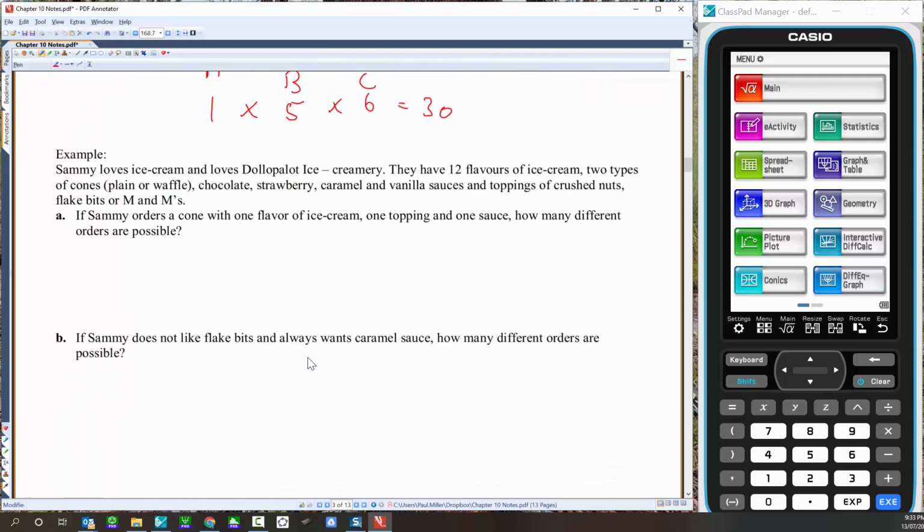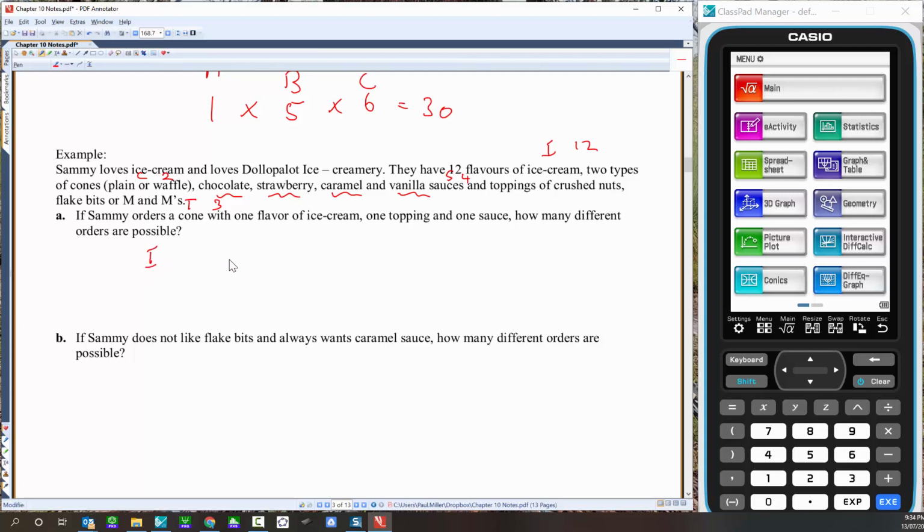Sammy loves ice cream and loves Delopolot Ice Creamery. They have 12 flavors of ice cream. Let's say the ice cream is 12. 2 types of cones, so cones is 2. Choc, straw, caramel, vanilla sauces, so that's 1, 2, 3, 4. So sauces is 4. Toppings of crushed nuts, flake bits, M&Ms, so toppings there's 3. If Sammy orders a cone with 1 flavor of ice cream, 1 topping, and 1 sauce, how many different orders are possible? Well, a plethora, I would say.